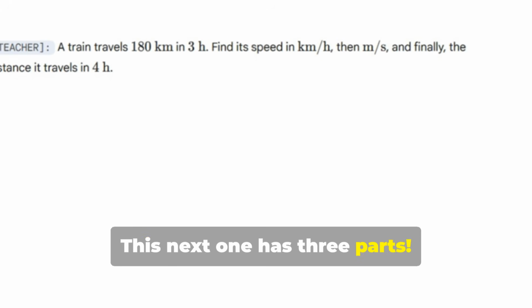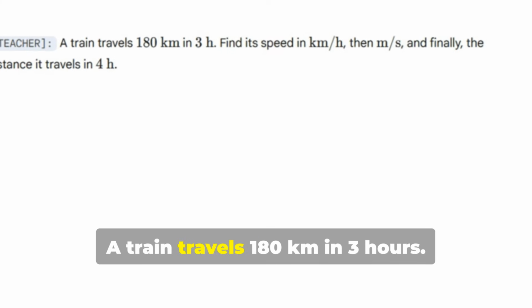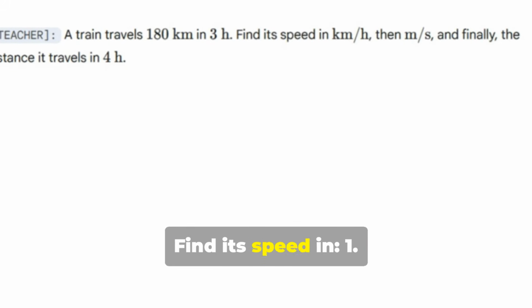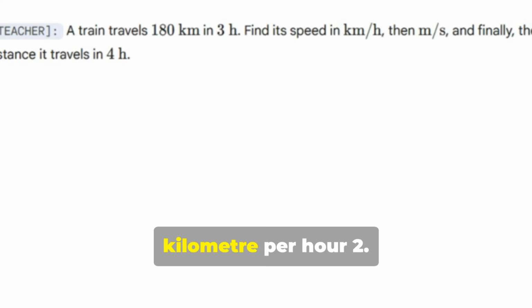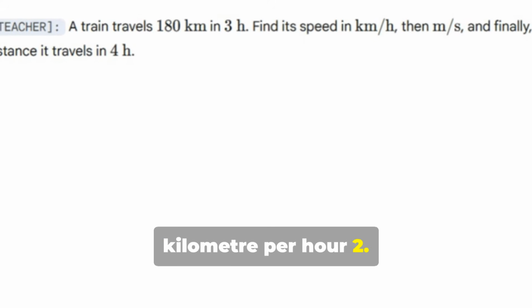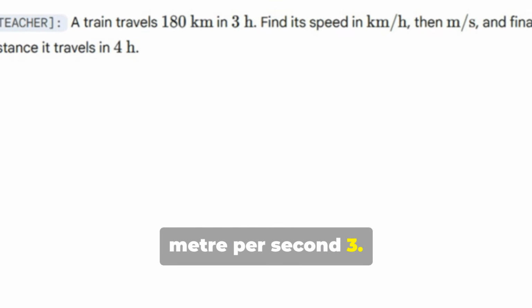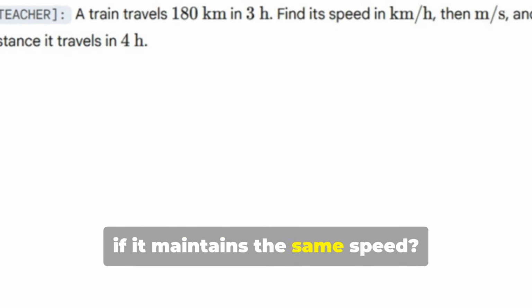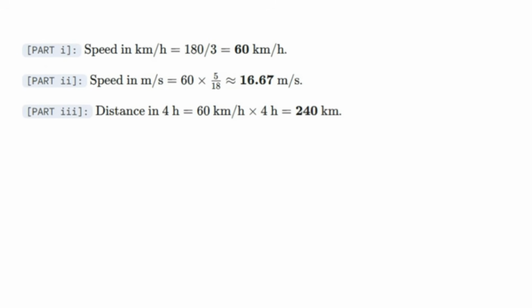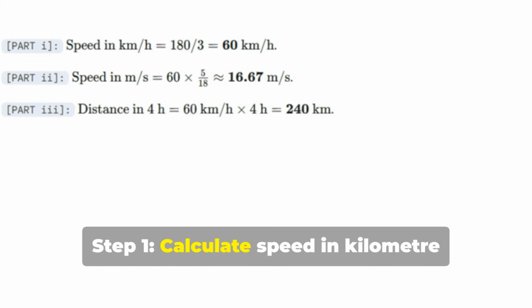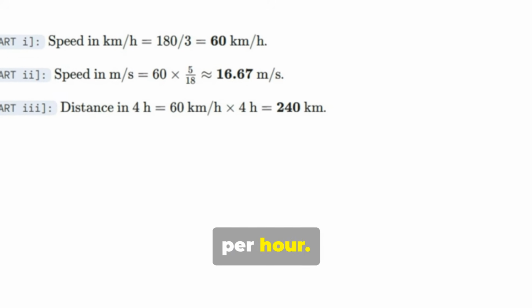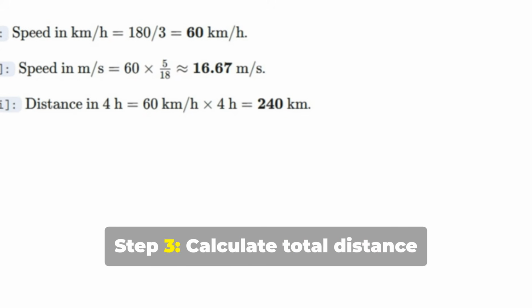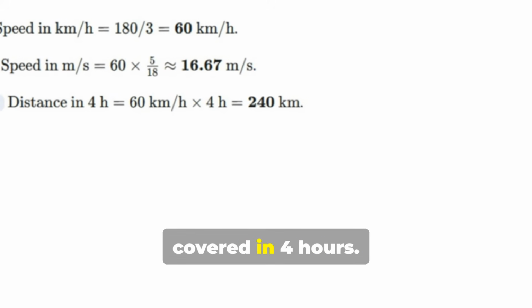This next one has 3 parts. A train travels 180 kilometers in 3 hours. Find its speed in 1. Kilometer per hour. 2. Meter per second. 3. What distance will it travel in 4 hours if it maintains the same speed? Step 1. Calculate speed in kilometer per hour. Step 2. Calculate speed in meter per second. Step 3. Calculate total distance covered in 4 hours.